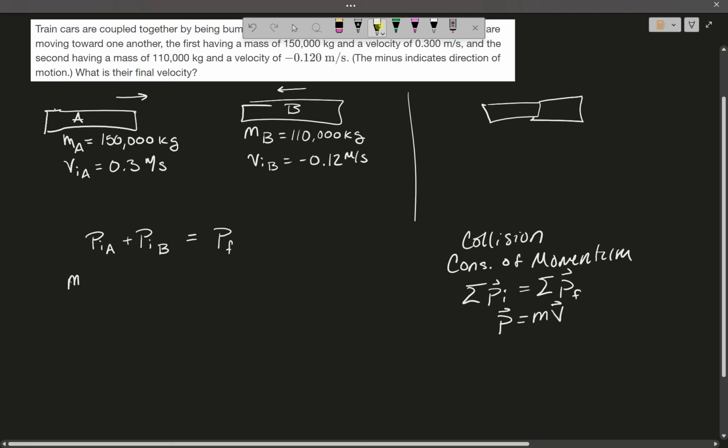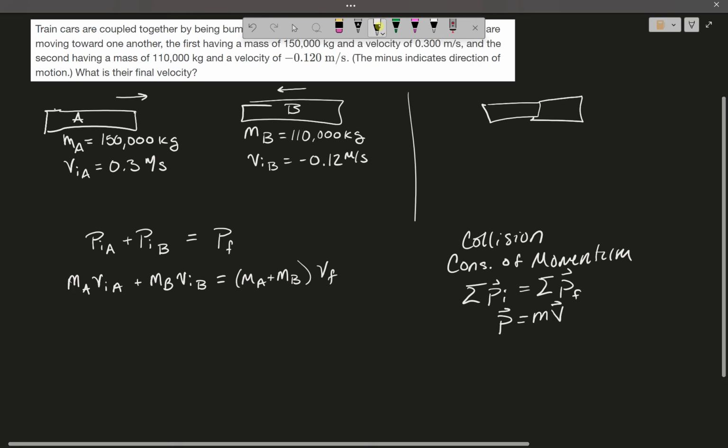So I have the mass of A times the initial velocity of A plus the mass of B times the initial velocity of B, and this is going to be equal to a combined mass between the two cars because they are locked together, and they will have one final velocity. They have one final velocity because they're going to be moving together.